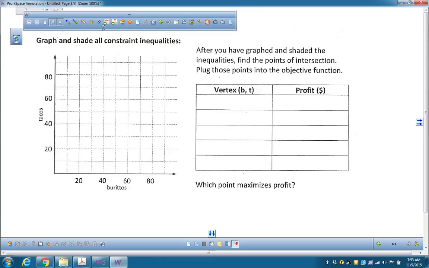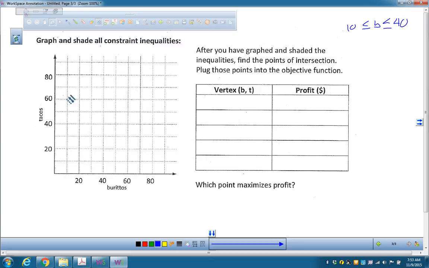So the first inequality was that B is greater than or equal to 10 and less than or equal to 40. Okay? We already did it for you. So you have burritos down here, tacos over here. So less than or equal to 10, what kind of line is that going to be? It's going to be a solid line. And if this is burritos down here, what does that solid line look like? Is it going this way? Is it going this way? If this is burritos, Jessica, it's a vertical line at 10.